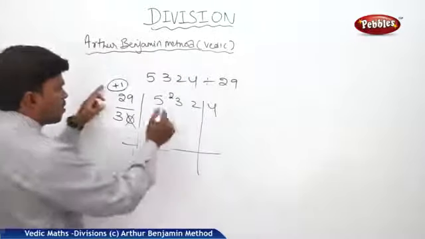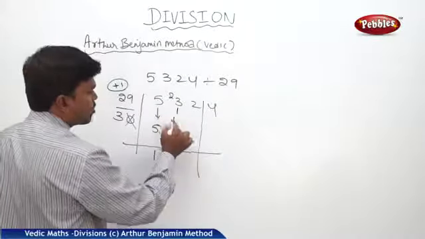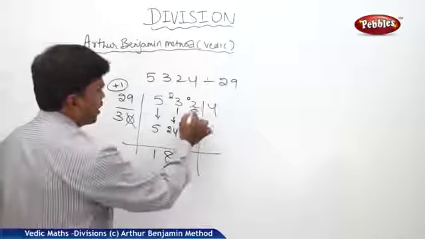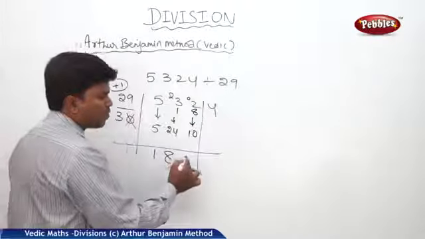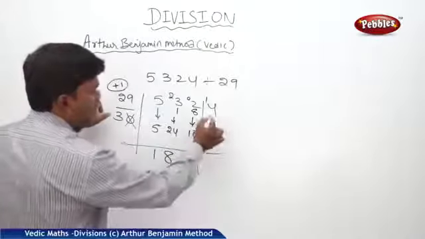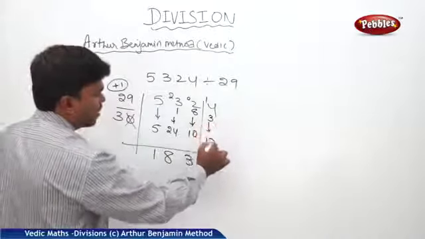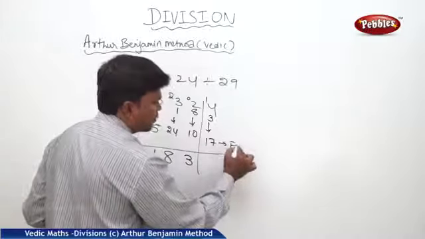1 into 1. Add it to the next number. 1 into 1 will be 1. 23 plus 1 is how much? 24. Now 24, how many times does it go in 3? 8 times. So what is the remainder? 0. Exactly it goes. Now 8 into plus 1, 8. Add it to the next number. 2 plus 8, 10. Again 3, how many times does it go? 3 threes are 9. 1 remainder. 3 into 1. Add it to the next number. 14 plus 3, 17. Now this is my final remainder.